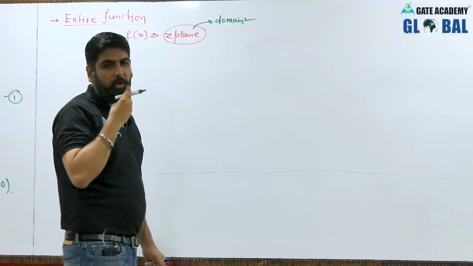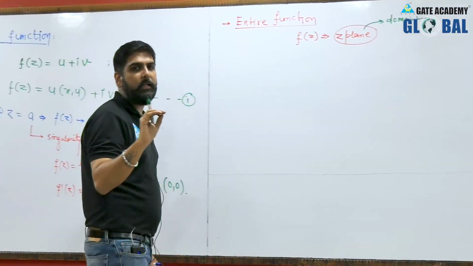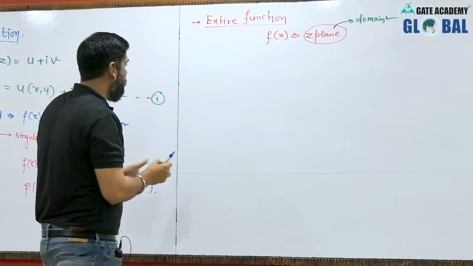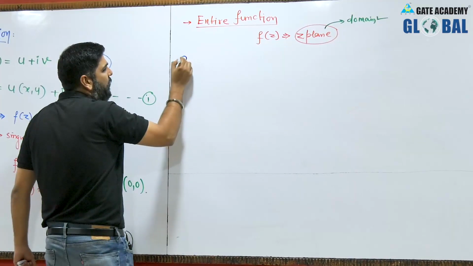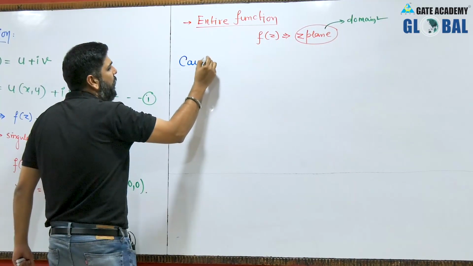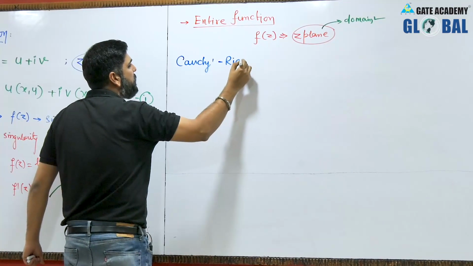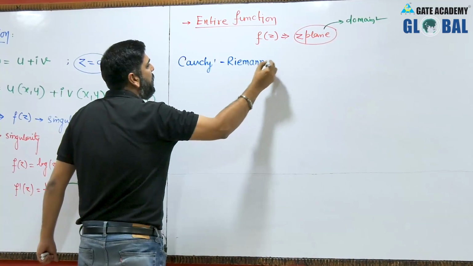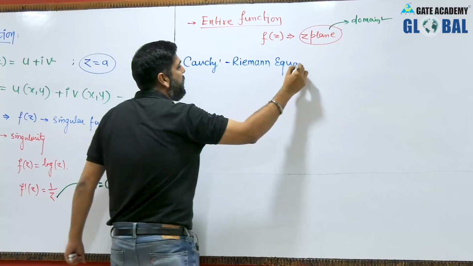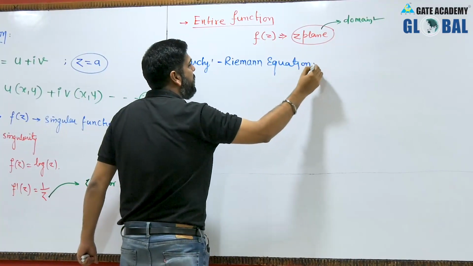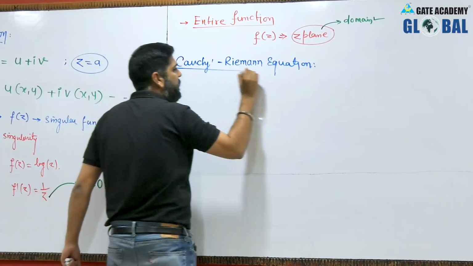What is the basic condition of an analytic function? The condition of an analytic function is nothing but the Cauchy-Riemann equations. So what are the Cauchy-Riemann equations? Here I am writing the Cauchy-Riemann equations for the analytic function.